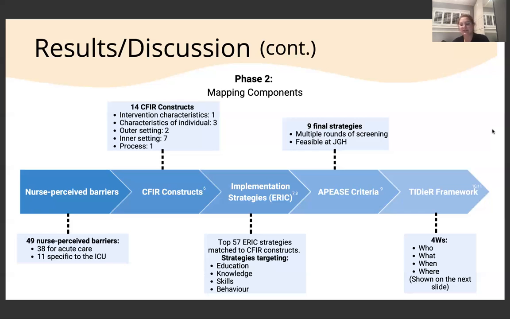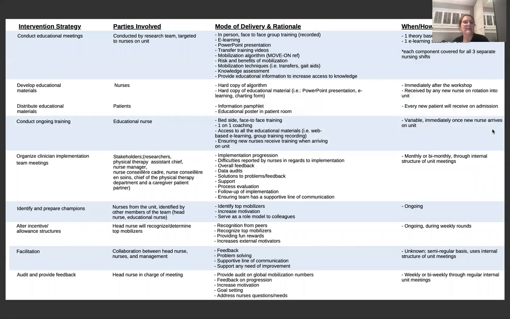So lastly, we looked at the TIDieR framework. So going from APEASE to TIDieR. This is, as Emily said, where we look at the who, what, when, where, why. And this is really where we get a blueprint of the intervention and how things are actually going to be delivered. So let's look at that table a little bit more.